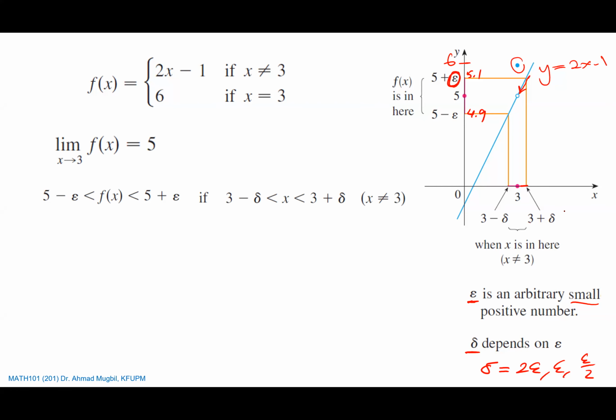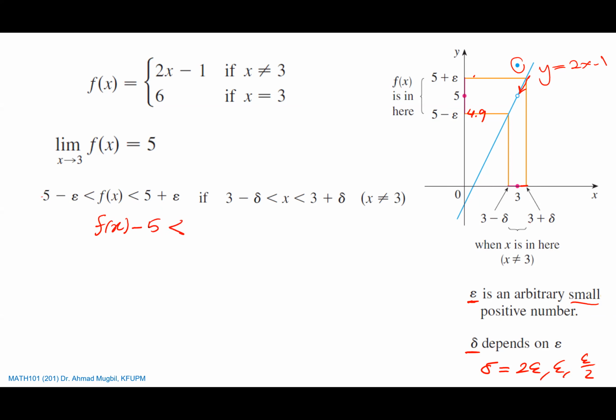So now, ya shabab, f of x is here, so it means that it is between 5 minus epsilon and 5 plus epsilon. How to write this in the language of distances? What is the distance between the function and the 5 here? So let's do it as an inequality. f of x, add or subtract 5 from all 3 sides.